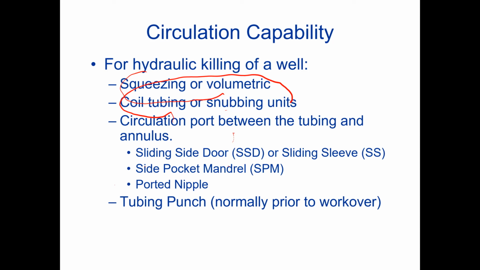If we don't have these, normally killing the well is necessary. We want to do a major repair. Therefore, we need to change the tubing. So one option is to punch the tubing and establish the circulation and kill the well.